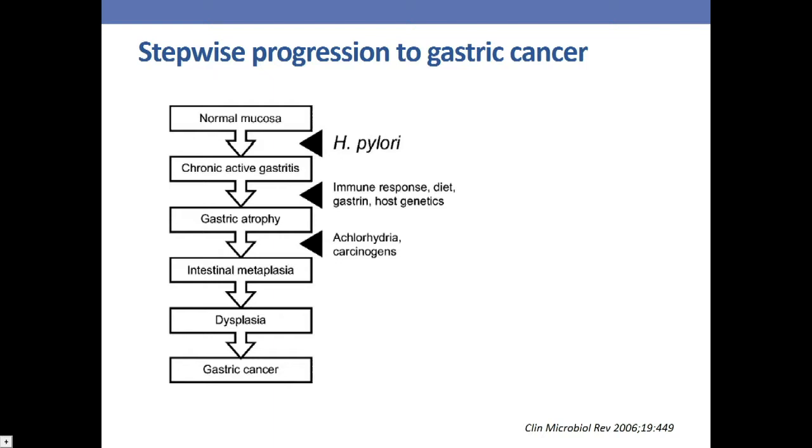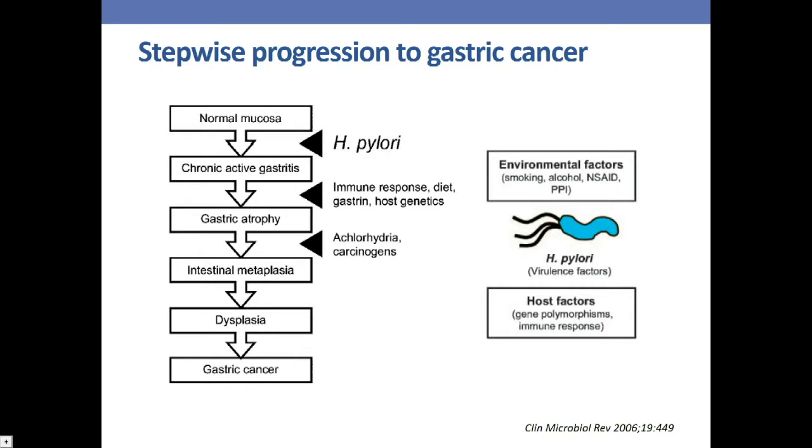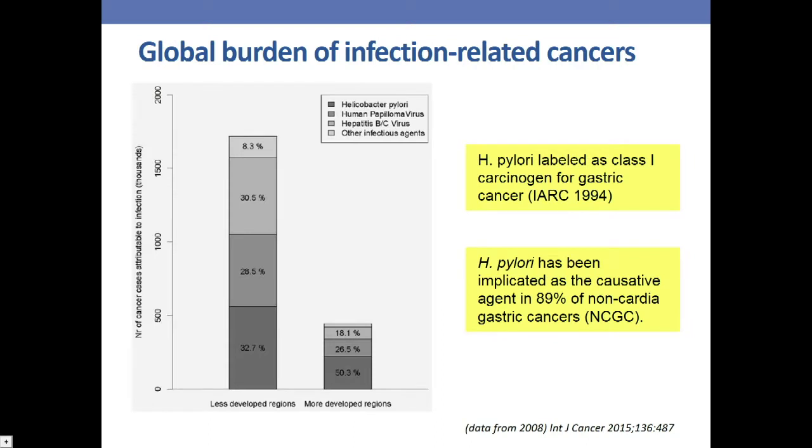So it's believed to be a stepwise progression. You have this normal mucosa, it gets infected, you develop this chronic active gastritis. A bunch of other factors will play into determining whether patients develop the atrophy, the intestinal metaplasia, the dysplasia, and ultimately the gastric cancer. And again, just these additional environmental factors which can play a role in all of this.